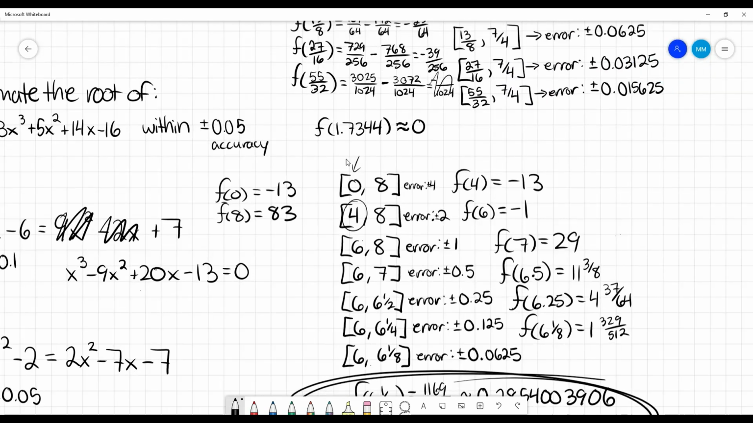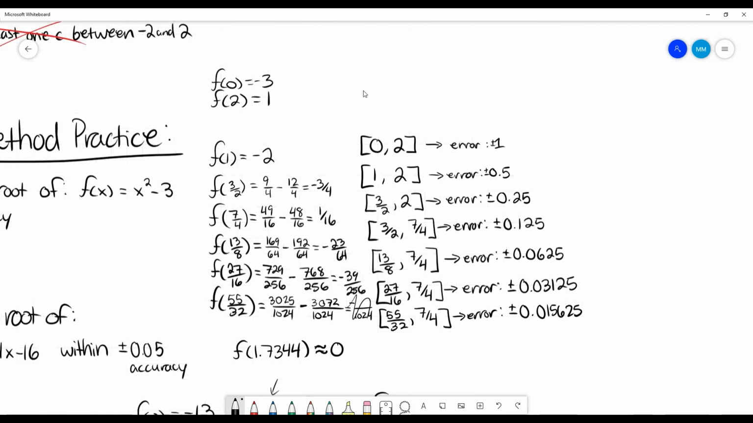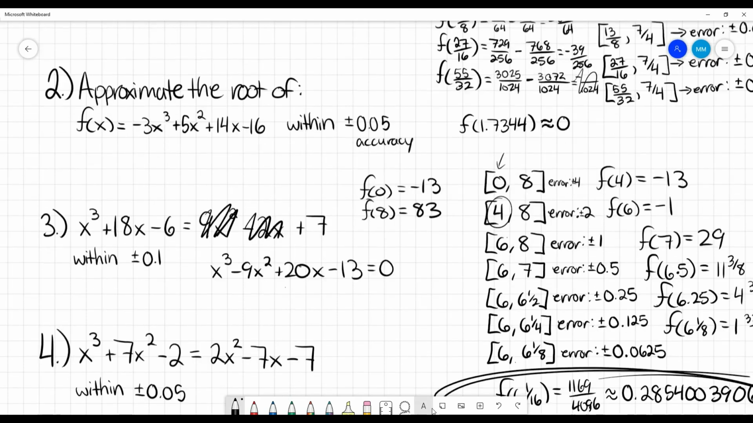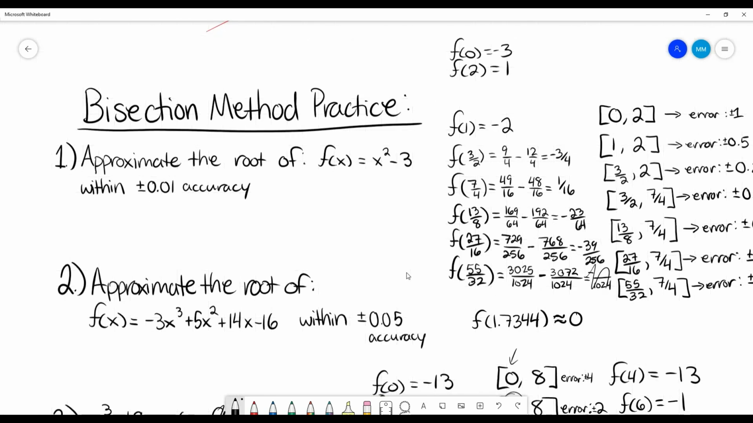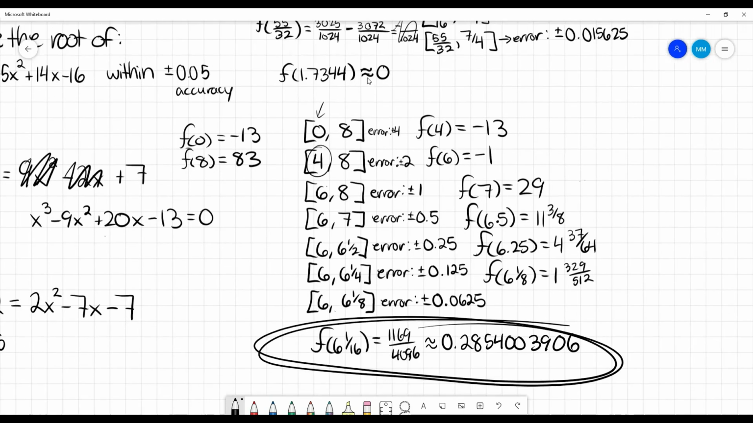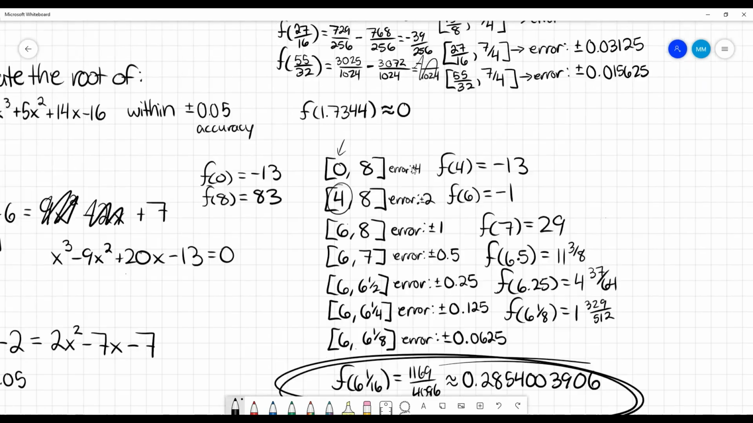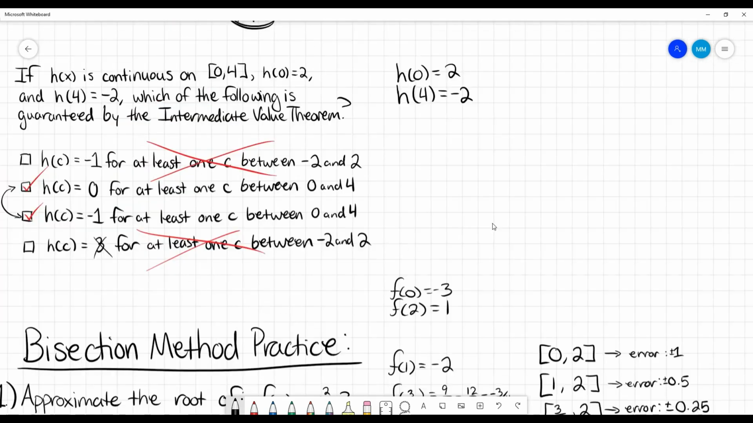All right, so that's all that we're going to do on intermediate value theorem and the bisection method. Remember that bisection method kind of depends on intermediate value theorem a little bit, because otherwise we have no way of proving that if one of them's negative and the other's positive, there must be a 0. That only works because of the intermediate value theorem.